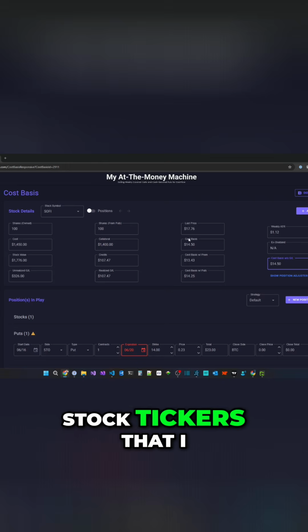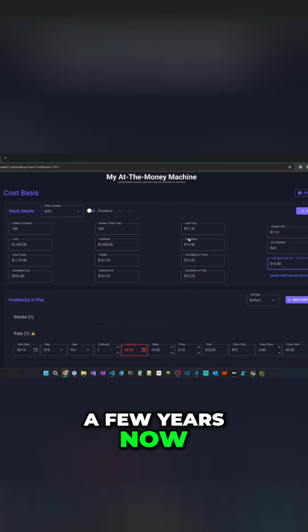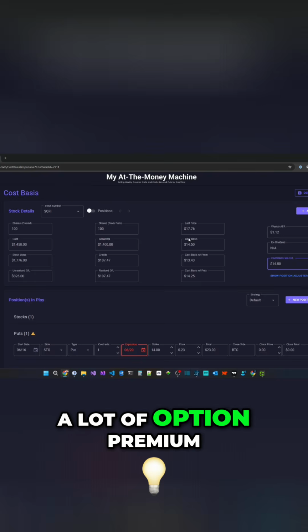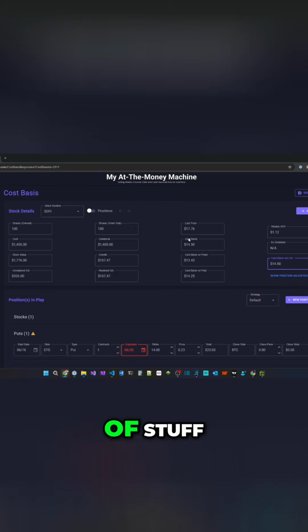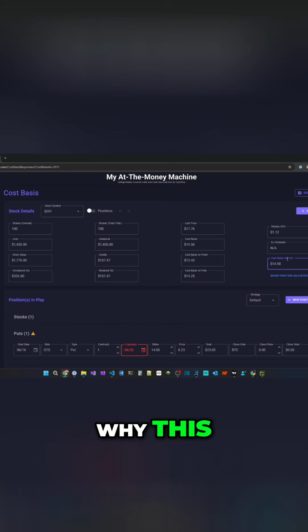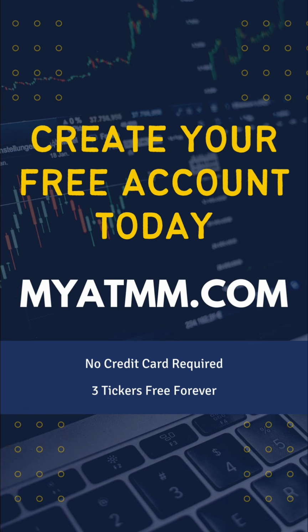Because some of the stock tickers that I've been trading for a few years now have a lot of history, a lot of realized gains, losses, a lot of option premium, a lot of dividends, just a whole mess of stuff. So this was to get a finer level of granularity and accuracy, which is why this field was added. But like I said, for the most part, you can ignore it.